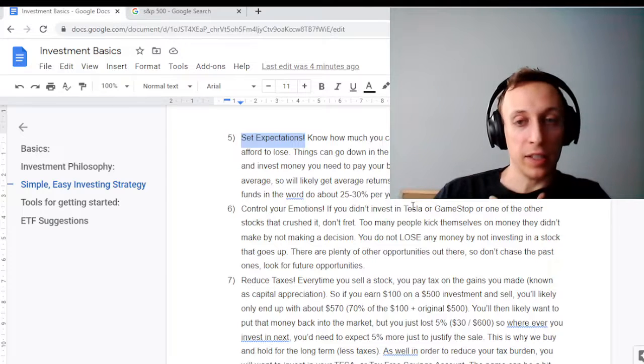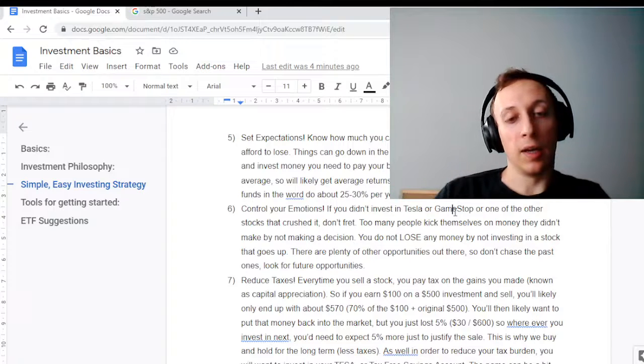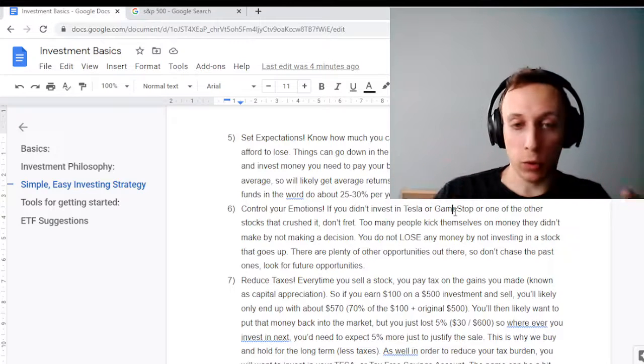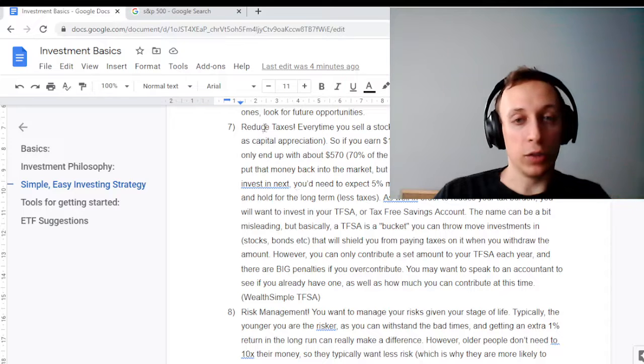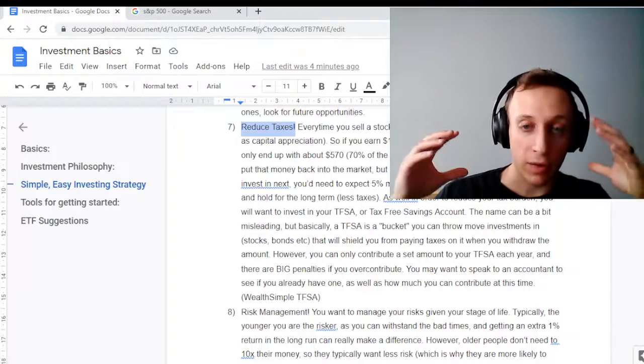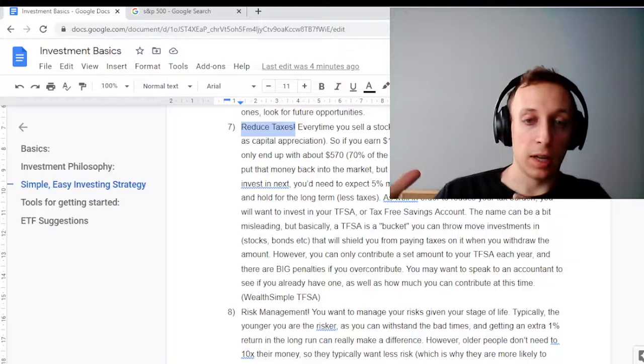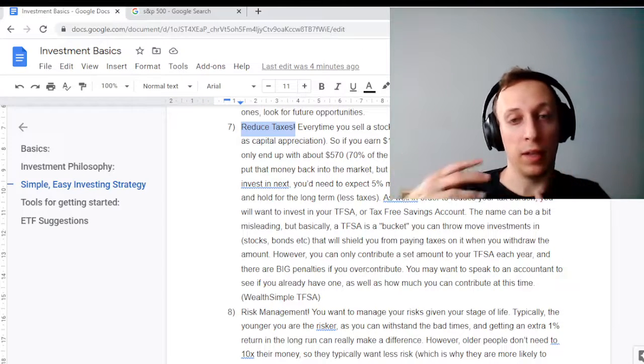I was lucky I invested in Tesla, but some people were early on GameStop. Don't go chasing gains. Don't get FOMO. Control your emotions. It is good to reduce taxes. So if you have a tax-free savings account, TFSA in Canada, or a Roth IRA in the U.S., make sure you're investing in those ones first, rather than in taxable gains.